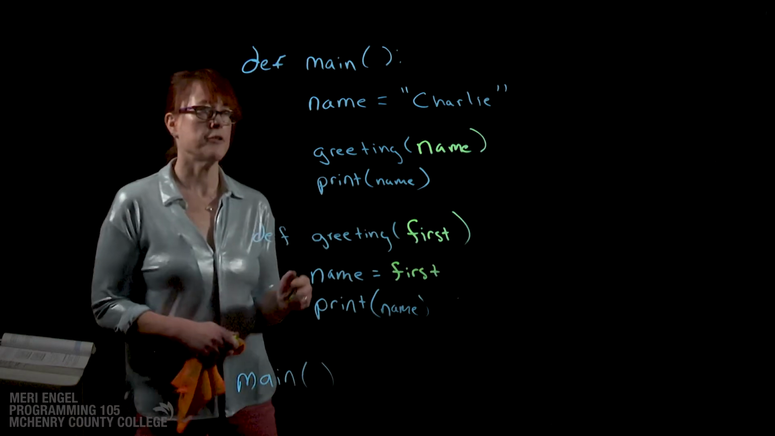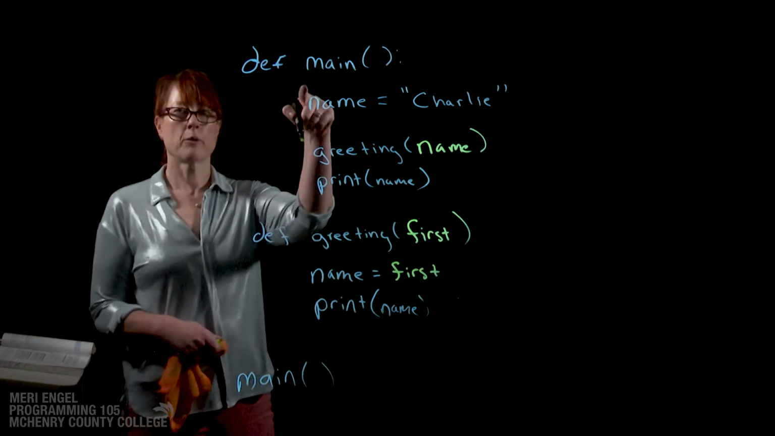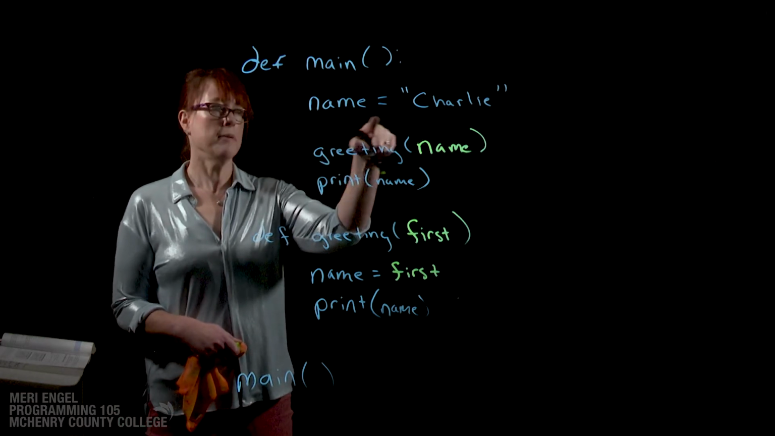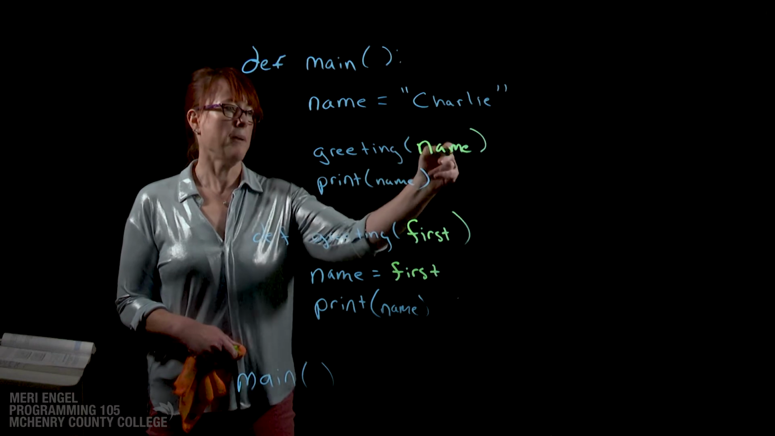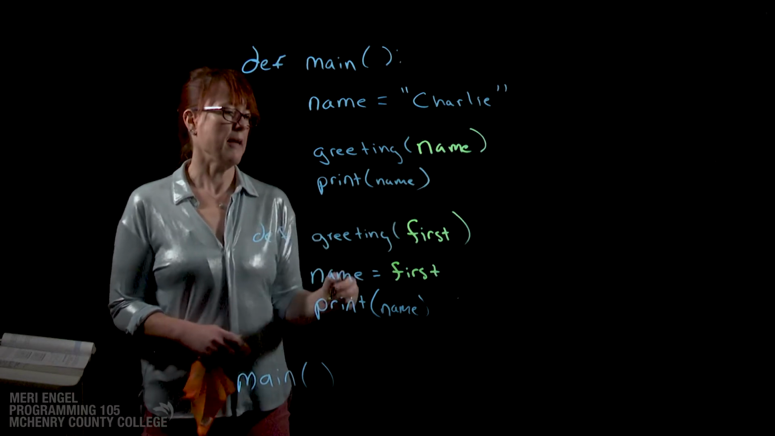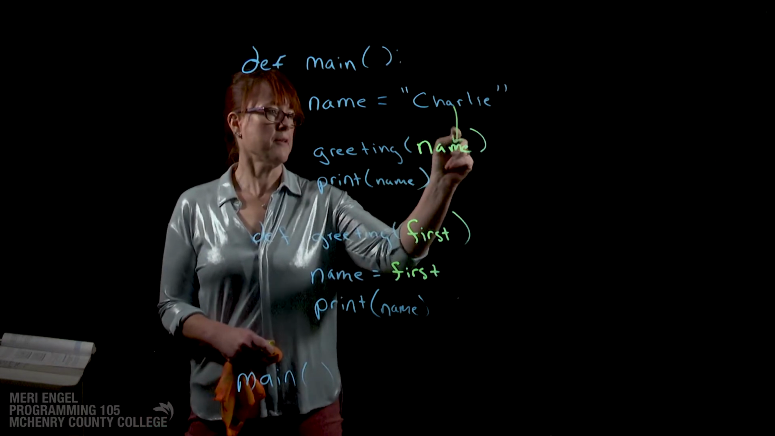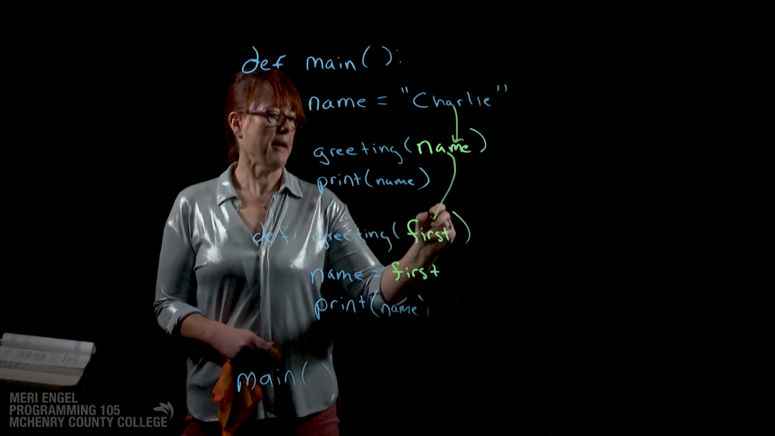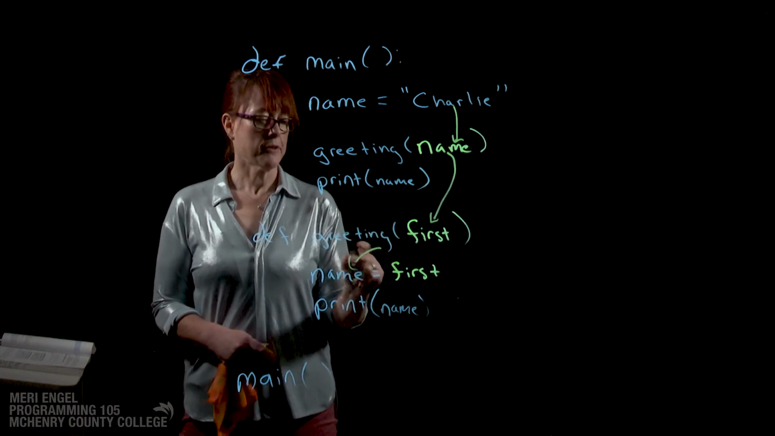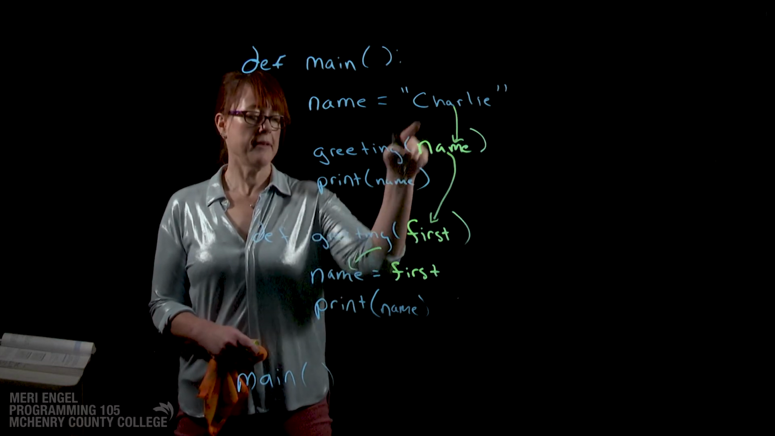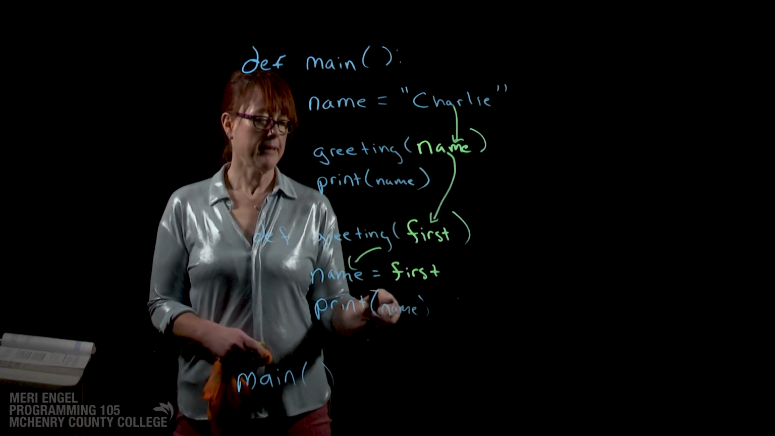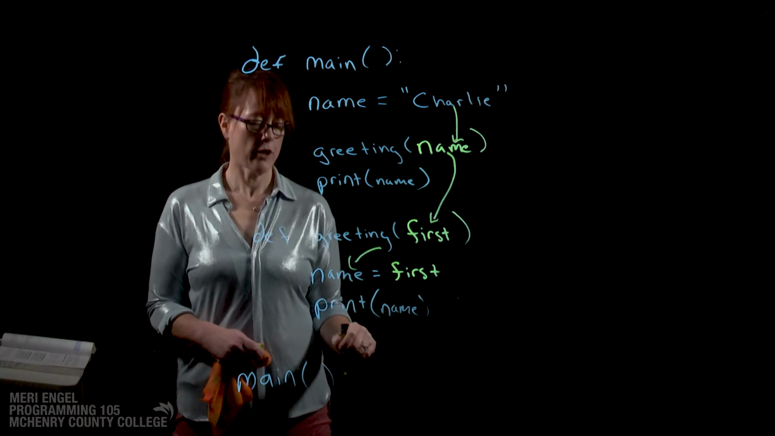So let's step through the logic. We've called main, we're in main. We've assigned name to Charlie. We have called greeting, we're passing greeting name. So Charlie is stored in here, which is passed to here, which is now set to here. So now this name is a copy of this name. If we print name here, it will be Charlie.